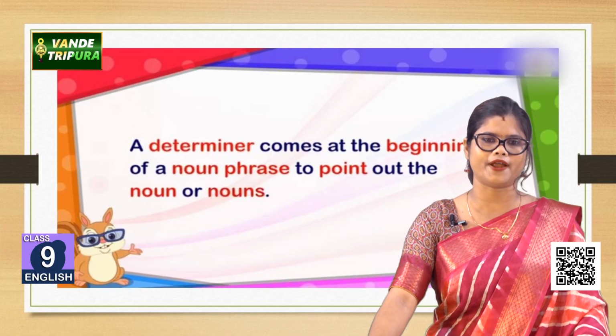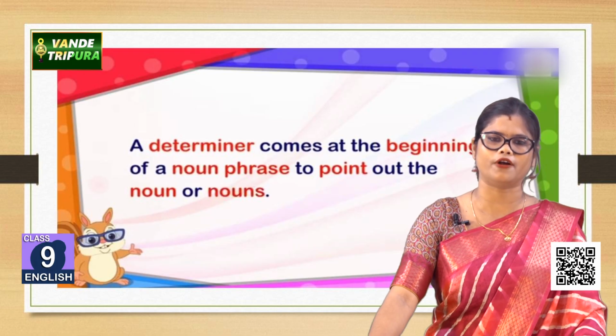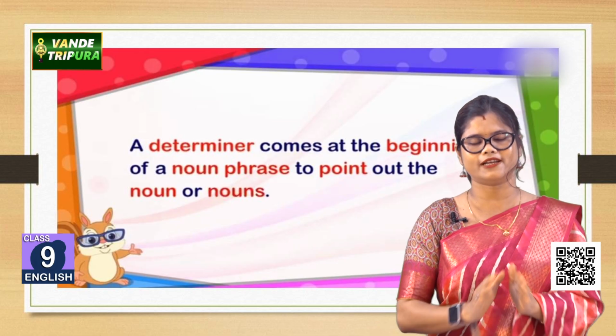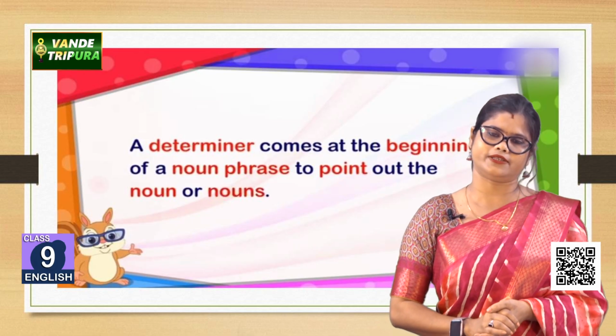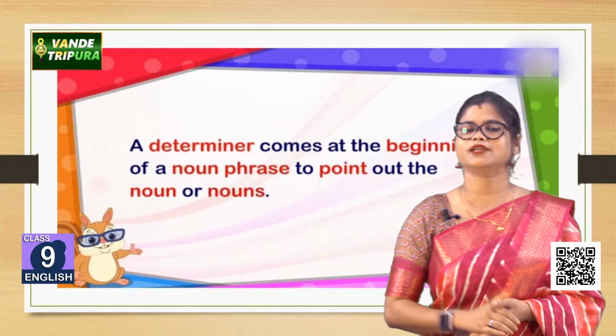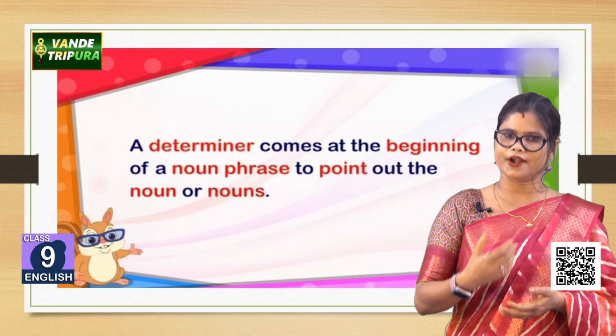Okay, যদি আমরা একটু দেখে নিই তার ডেফিনেশনটা, then what we see, a determiner comes at the beginning of a noun phrase to point out the noun or nouns. তাহলে আমাদেরকে এটা আরেকটু ক্লিয়ারলি যদি আমরা বুঝি, a determiner comes at the beginning. As I said earlier, the determiner always comes before the noun or noun phrase.